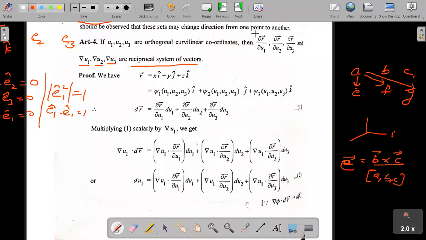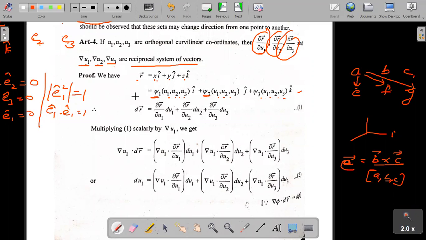So what do we need? We need del r by del u1, del r by del u2, del r by del u3 and the variants. So we know r is what? x i cap plus y j cap plus z k cap. Now since we have to go to u1, x is some function, so psi1 of u1, u2, u3, psi2 of u1, u2, u3, and psi3 of u1, u2, u3. This is k cap, right?